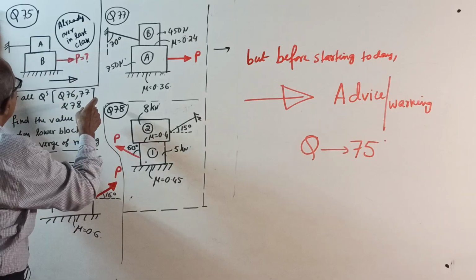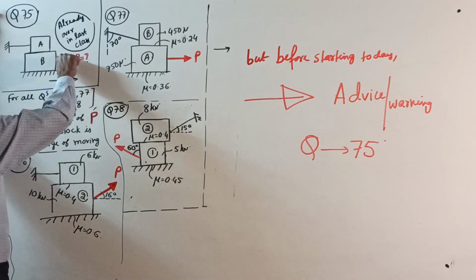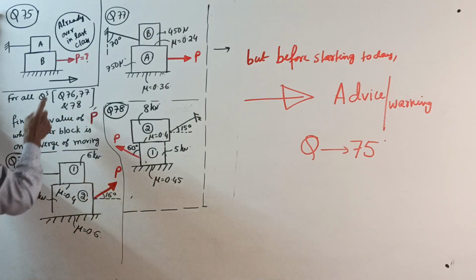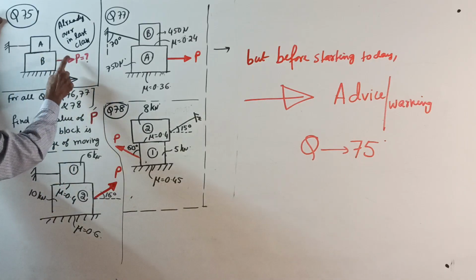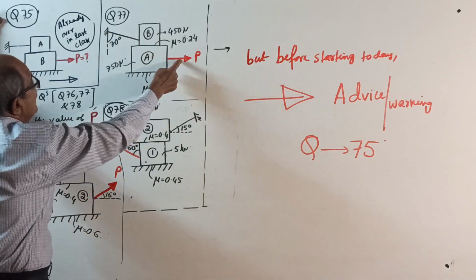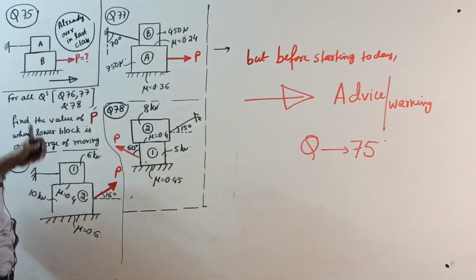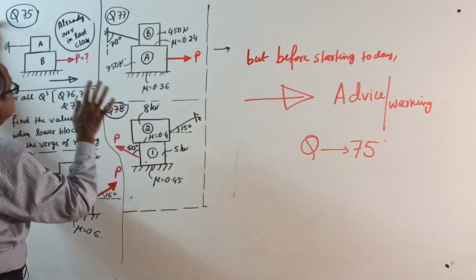I told, see here, actually one block is resting over another block, and to the upper block one cable or rope is tied, etc. Some force P is required. For all the questions today, 76, last was 75. I told last time: cable horizontal, P horizontal; cable horizontal, P inclined; P horizontal, cable inclined; P inclined, cable inclined. To completely cover everything. This I mentioned last time for you.